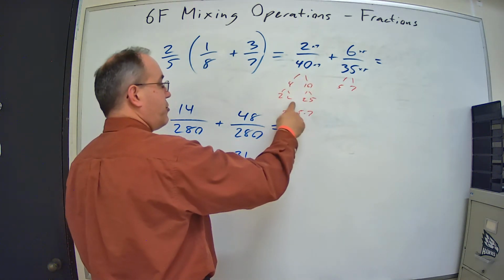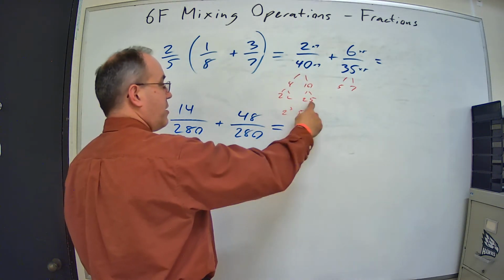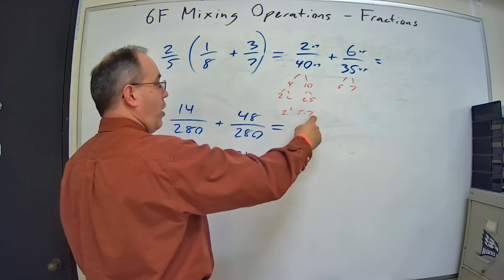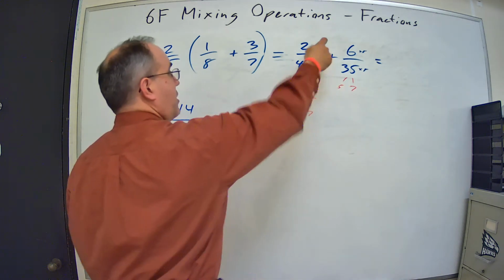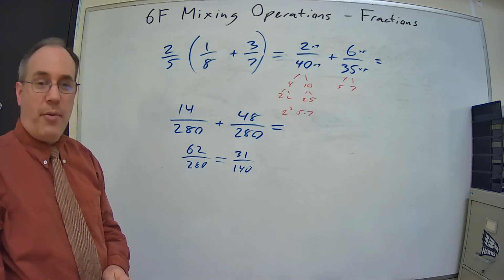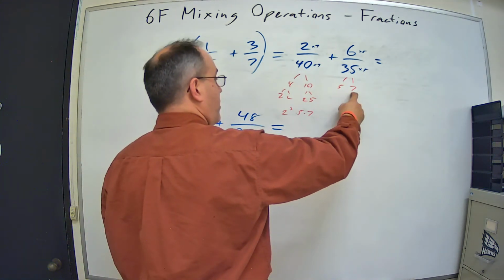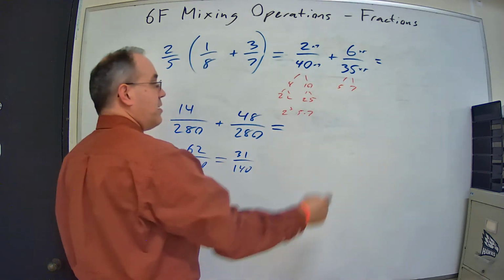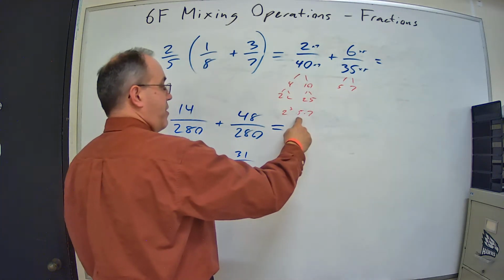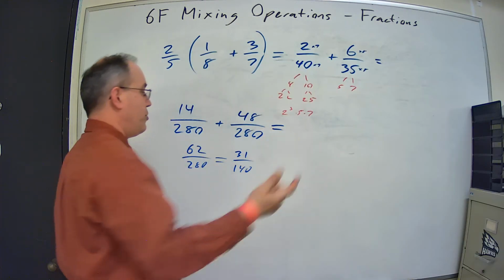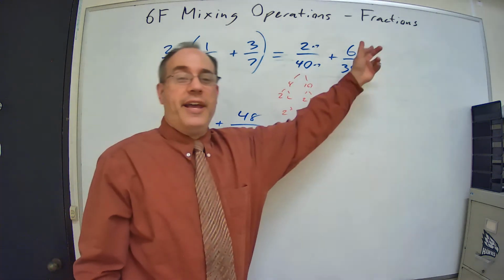40 has 2 cubed times 5. So all it was missing was the 7. So that's what I had to multiply by, that 7 that was missing. 35 had 5 and 7. So 35 had the 5 and 7, it was missing the 2 cubed or the 8. So I had to multiply by 8.